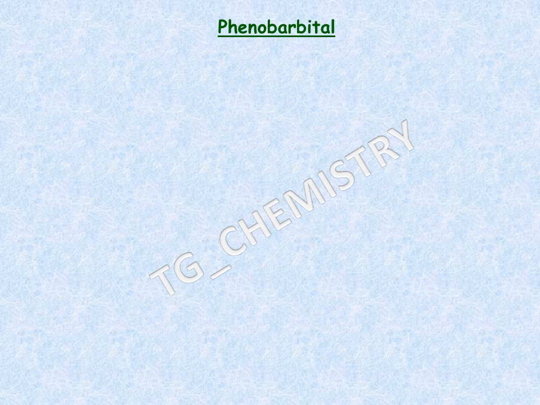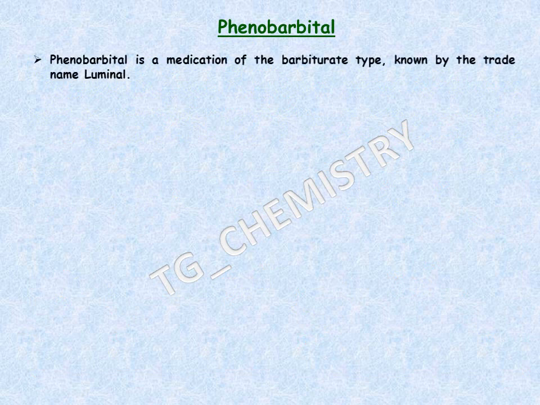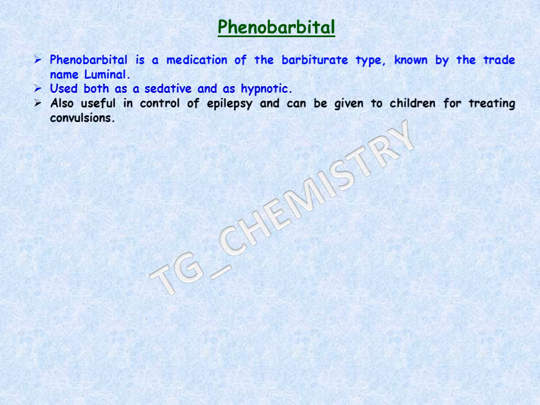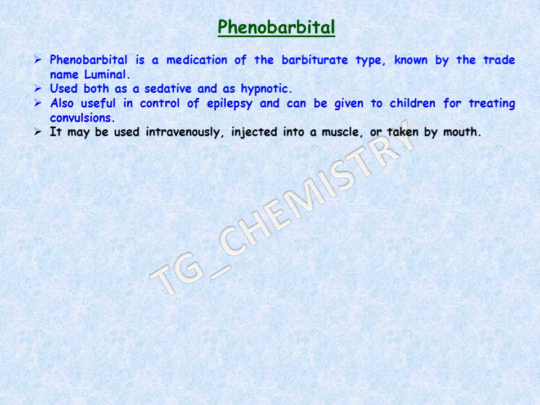Next, we will talk about phenobarbital. Phenobarbital is a medication of the barbiturate type known by the trade name Luminal. It is used both as a sedative and also as a hypnotic. Also useful in control of epilepsy and can be given to children for treating convulsions. It may be used intravenously, injected into a muscle, or may be prescribed to be taken by mouth depending on the condition of the patient, and also as prescribed by the doctor.